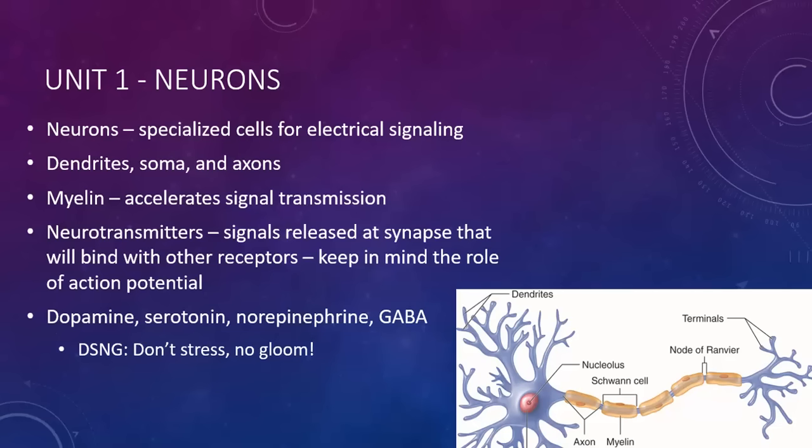Now, also important in this are neurotransmitters. These are signals that are released at the synapse that will bind with other receptors. And again, keep in mind the very important role of action potential, which is this electrical impulse that's going to travel down a neuron, and it is in a resting state. It's ready to fire, and if that signal becomes strong enough, it will ultimately trigger that neuron to fire, which will ultimately cause a spike that travels down that axon we just talked about, similar to a domino effect. It is like an all or nothing response, so keep that in mind.